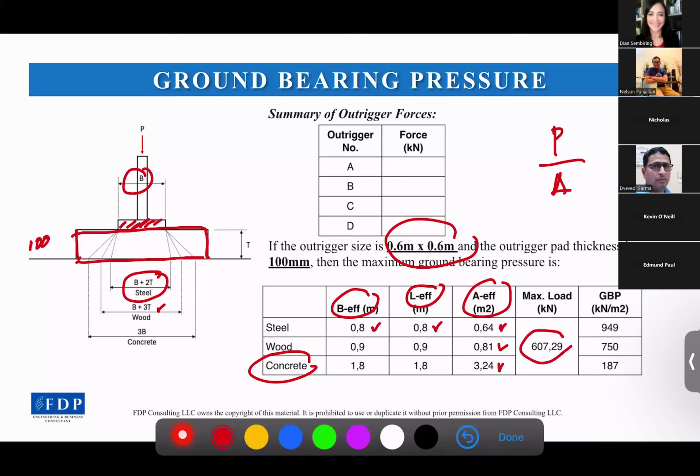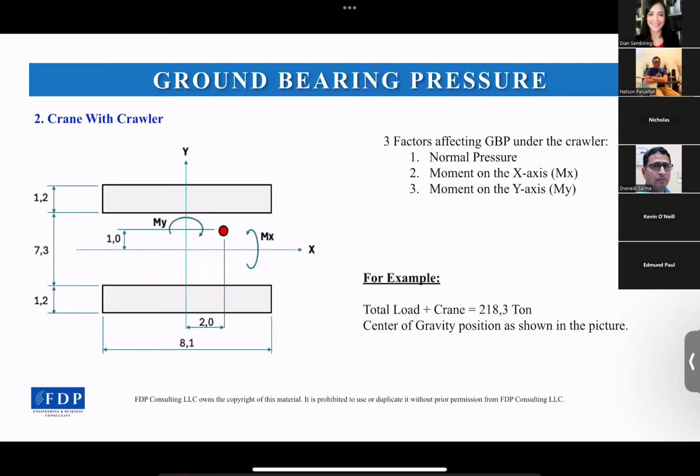Then for the ground bearing pressure, if we use the bearing pad from steel, we get 949 kilonewton per square meter. If it's wood, then it's 750, and for the concrete, it's 187. So the concrete is better than the other materials to distribute the pressure. So yeah, that's for the outrigger.